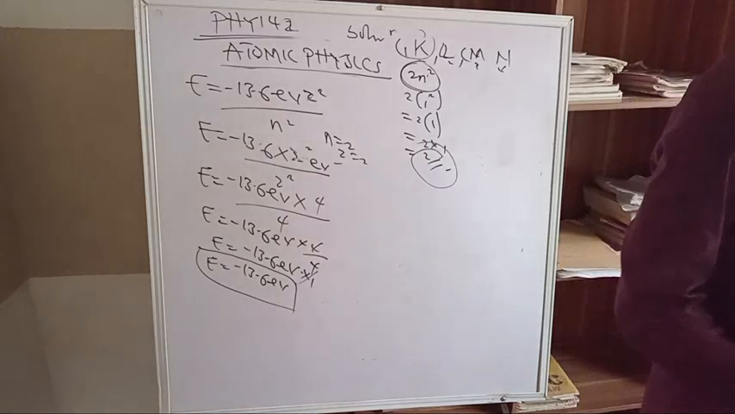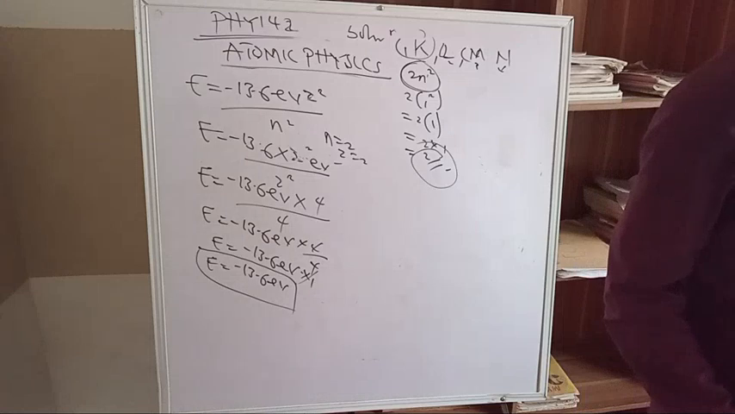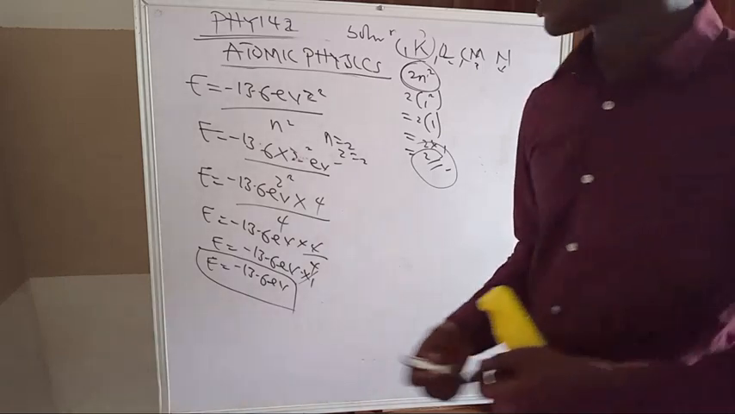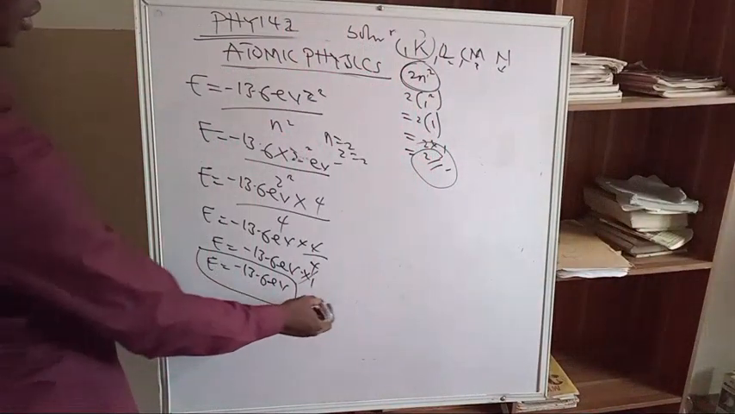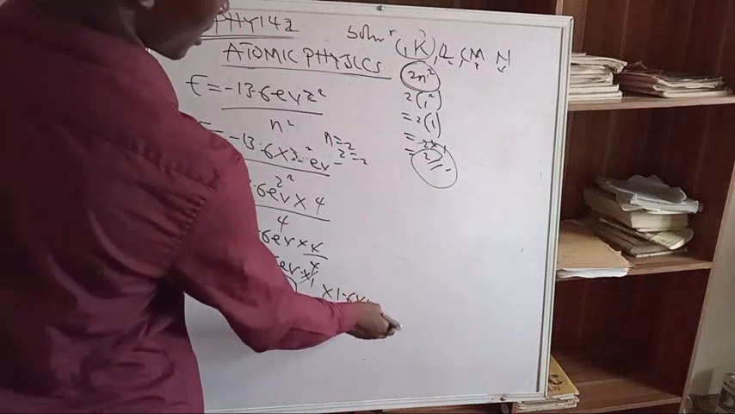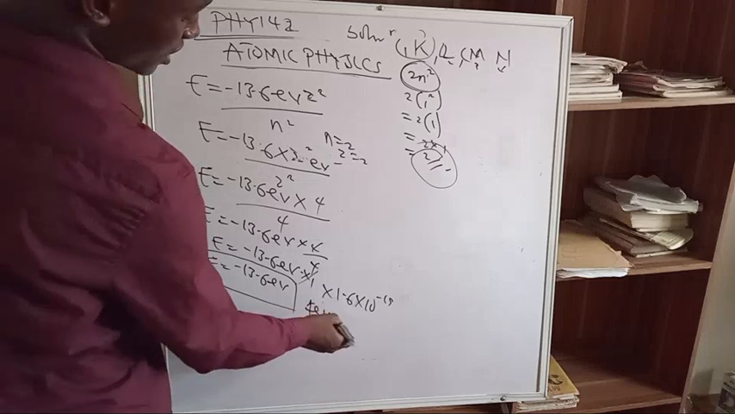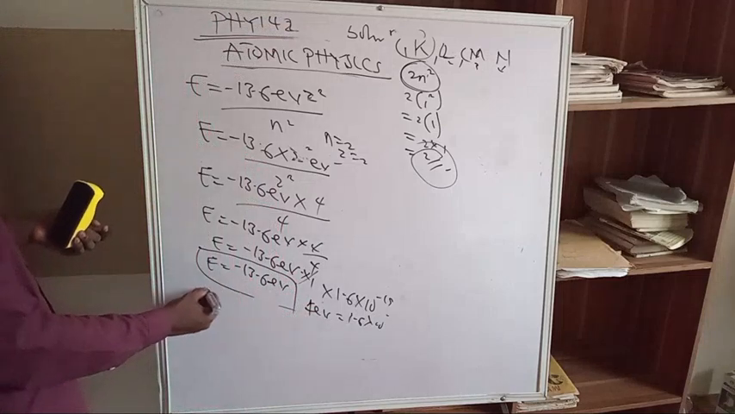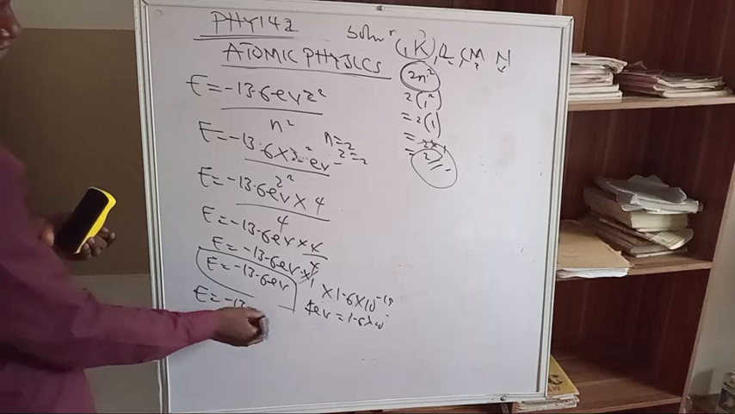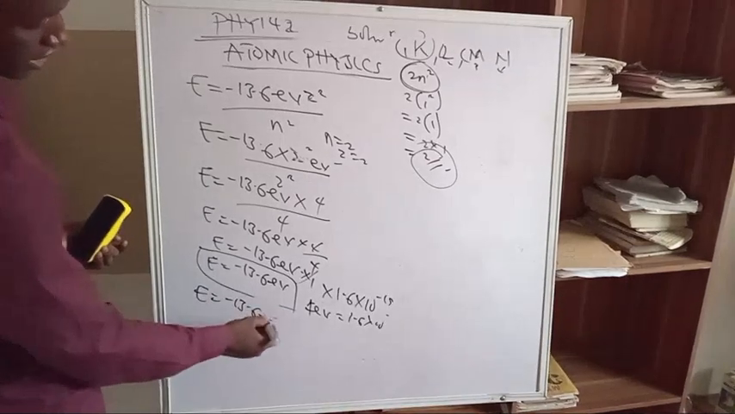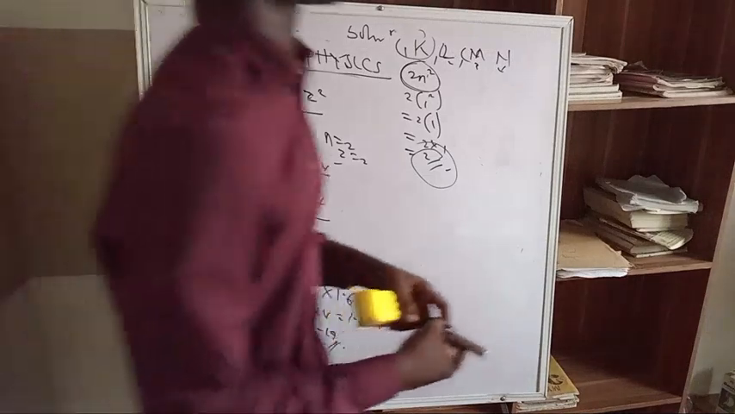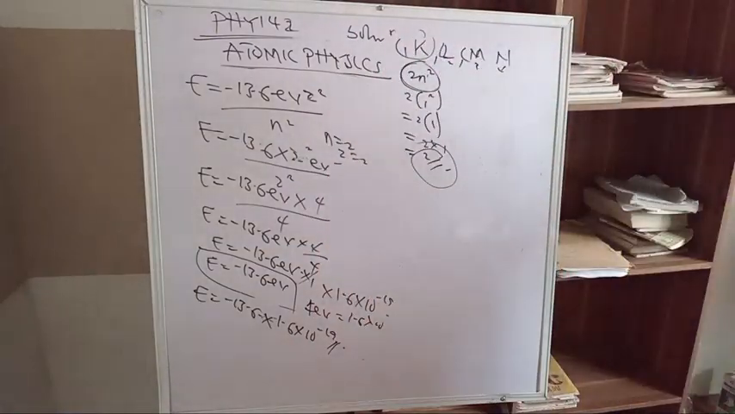So you have minus 13.6 eV. If you want to convert your answer to joules, you multiply it by what? By 1.6 times 10 raised to power minus 19, because 1 electron volt is equivalent to 1.6 times 10 raised to power minus 19. So it is in electron volt. If you want to convert to joules, do minus 13.6 eV multiplied by 1.6 times 10 raised to power minus 19. Whatever answer you have, it will give you in joules. Okay, so that's how to go about that.